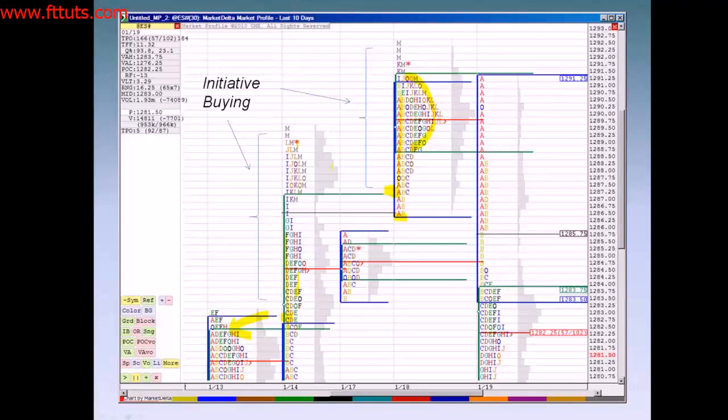So you see, initiative buying will not always develop in the same manner. It is all going to depend on what happens in the following periods and what level of responsive selling we are going to encounter to the buying, and vice versa. If we have initiative selling, what is the level of responsive buying?